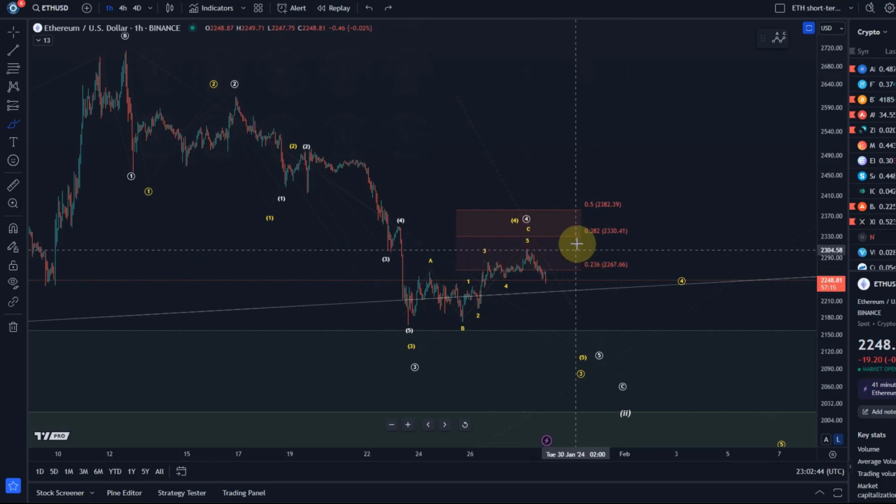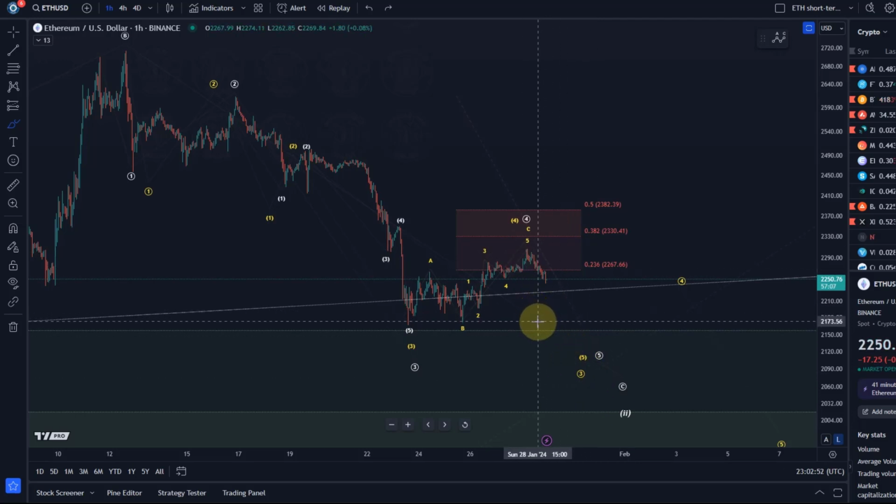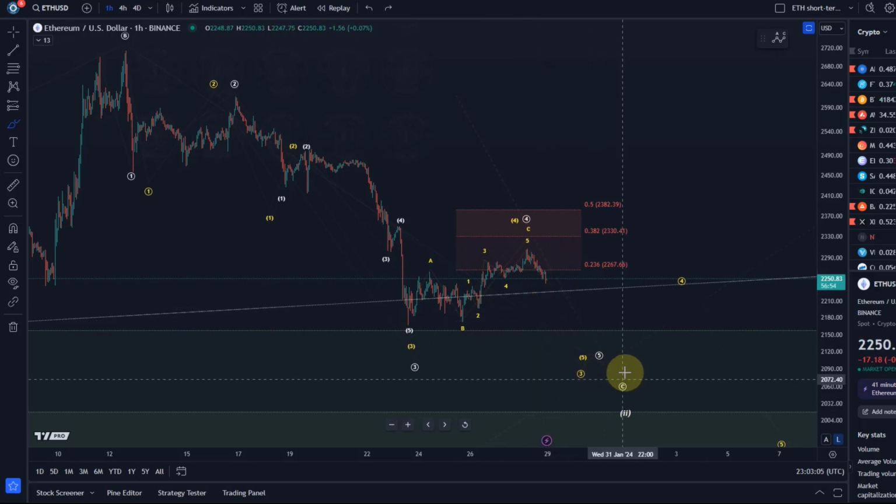Basically in the middle of these 2 Fibonacci levels, we've now seen a reaction. And now, as additional evidence that this 5th wave down has indeed started, I would like to see a break below this swing low from the 25th of January. And that was here at 2,173. And if that level breaks and we get a sustained break below that level, the $2,100 level should be next.